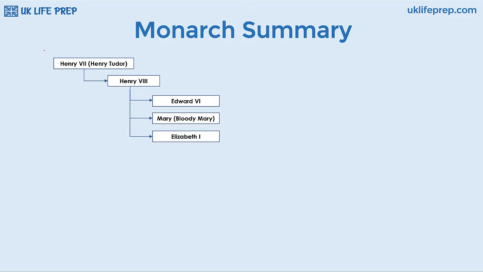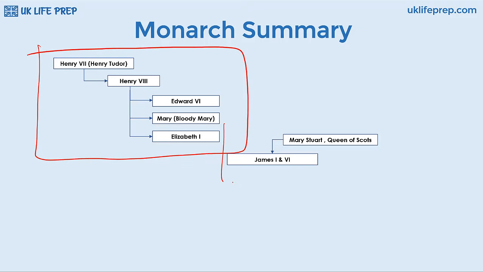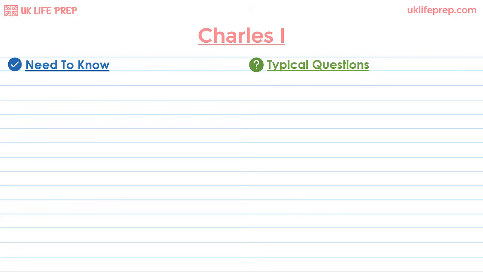Zooming out now, our previous family tree looked like this. But we can see now how it has progressed by adding on Mary Queen of Scots and James I and VI from this section. James I of England and VI of Scotland was succeeded by his son Charles I.